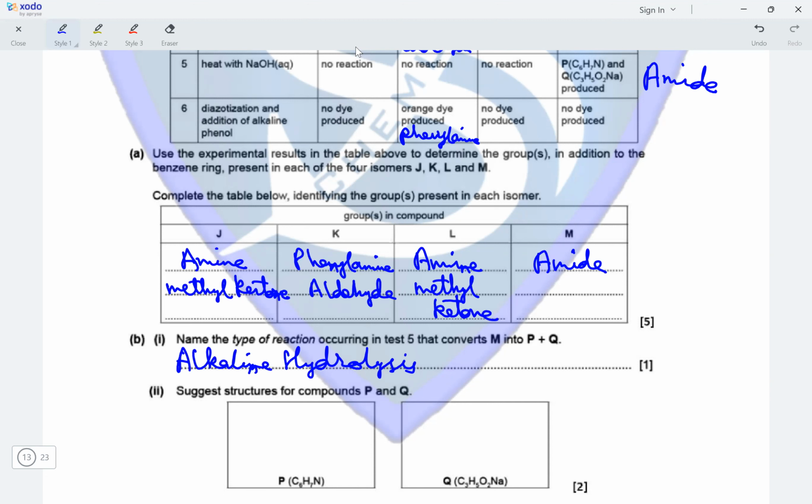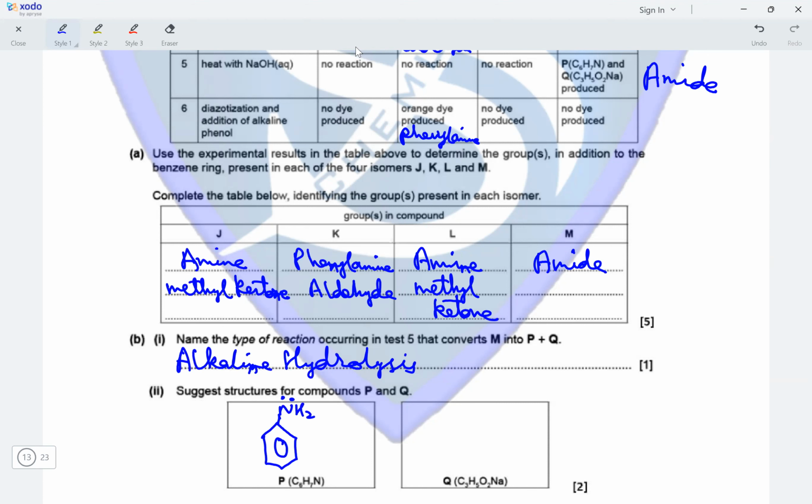So the molecular formula of P is C6H7N. We have been told that all of the four molecules J, K, L, and M contain a benzene ring. So this would be a benzene ring. That would cover six carbon atoms and five hydrogens because there is one substitution. So we are left with N and H2. So this is phenylamine. And Q is C3H5O2Na.